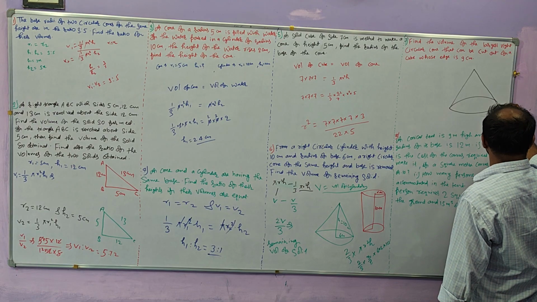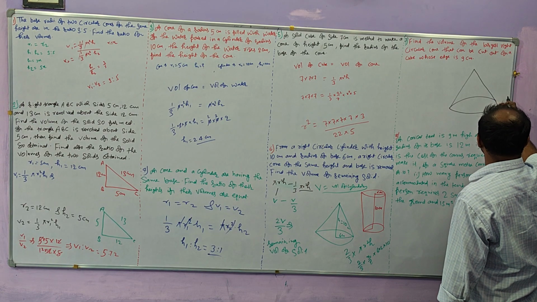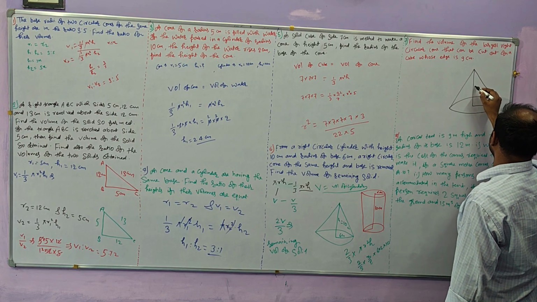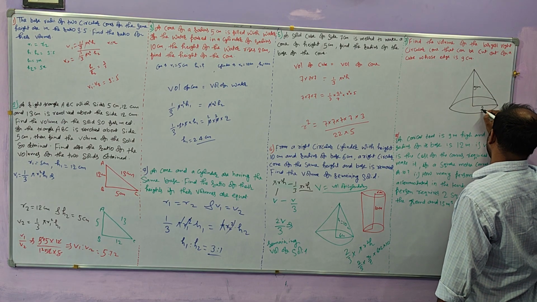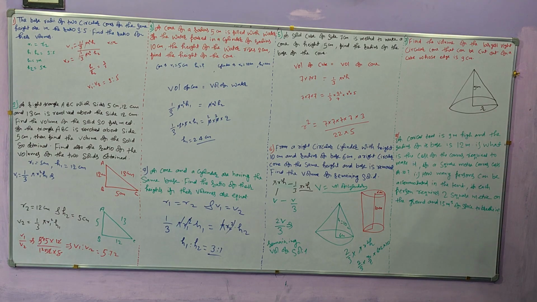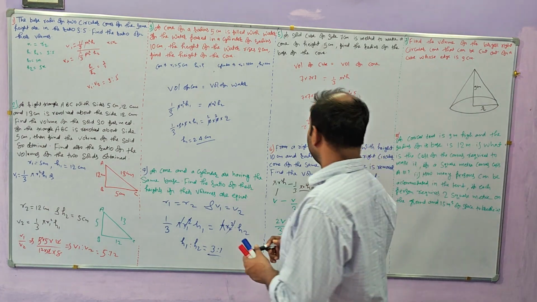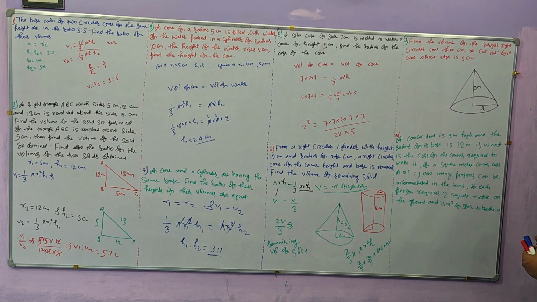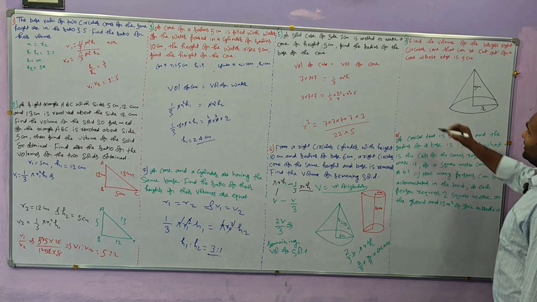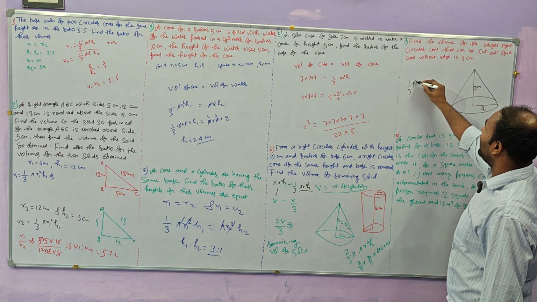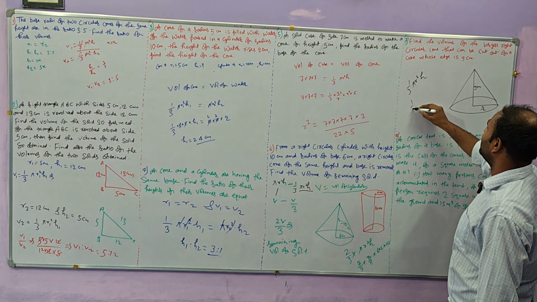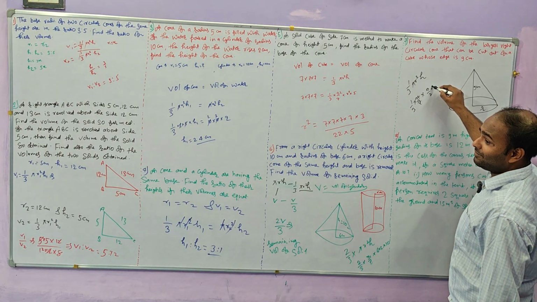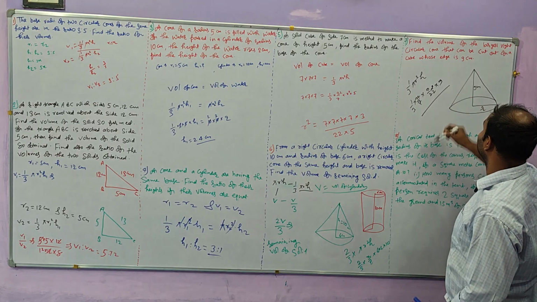We have a cone which has a height of 9 centimeter and radius 9 upon 2. That's it. The radius is 9 upon 2 and the diameter is 9 centimeter. The volume of the largest circular cone is 1 upon 3 pi r square h. So 1 upon 3, 22 upon 7 into 9 upon 2, 9 upon 2 into 9.